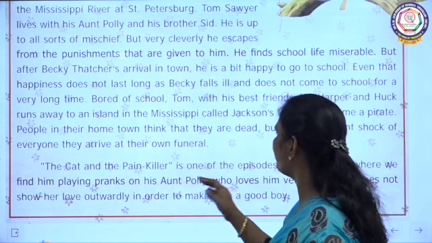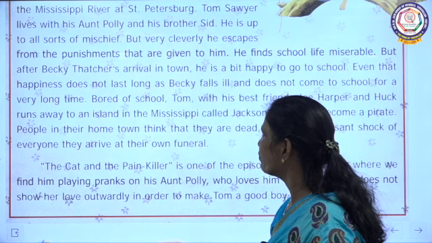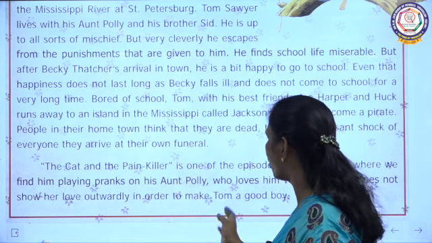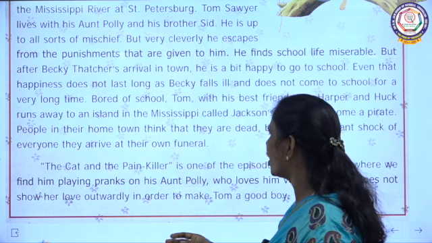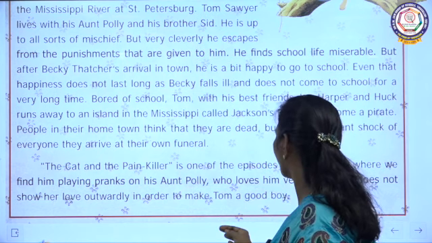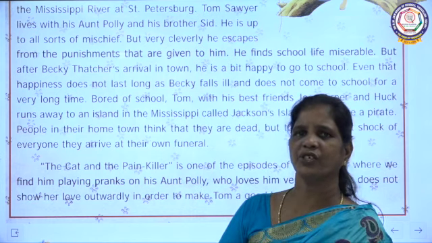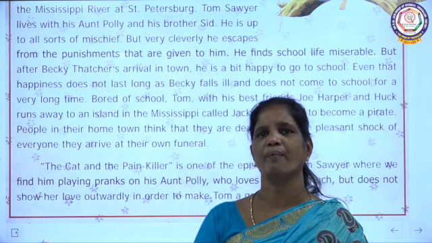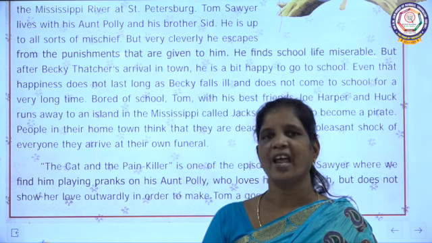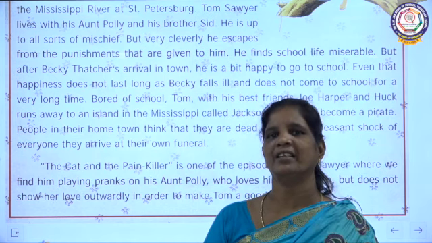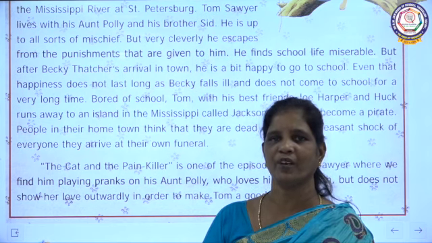The Cat and the Painkiller is one of the episodes of Tom Sawyer where we find him playing pranks on his Aunt Polly, who loves him very much but does not show her love outwardly in order to make Tom a good boy. So, Aunt Polly was a very good lady, she had a lot of love for Tom, but she never showed it. She was a very strict and rigid person, and Tom was taking all the fun and mischief, but she loves Tom very much.